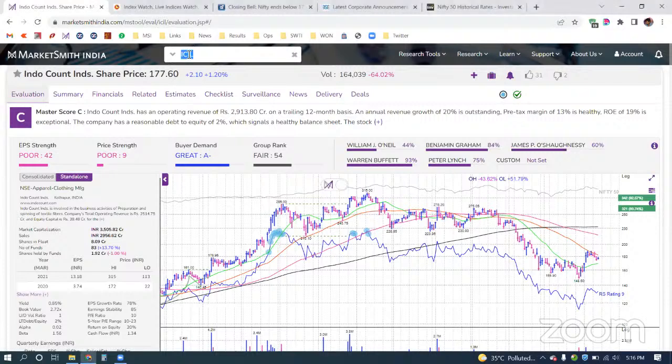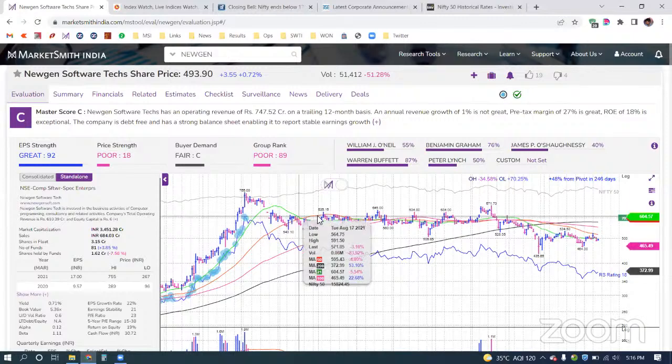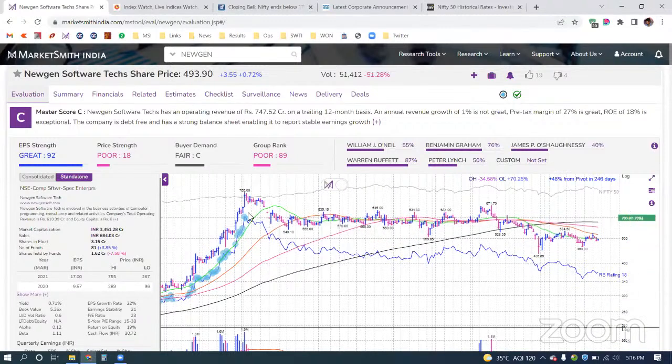The other query that I saw was for Newgen Software. Again, if you look at the stock, it has been in a really long consolidation phase. It topped out around 765 some weeks back, after July 5th, 2021, and post that it has been in a consolidation phase. The EPS strength is really good at around 92, and the number of fund holdings has been increasing. But as we all say, go for momentum stocks. The price trend with the rating as well as the RS line is not there. The rating is really poor at 18, the line is trending downwards, and no good accumulation is happening. The buyer demand is fair at C as well.